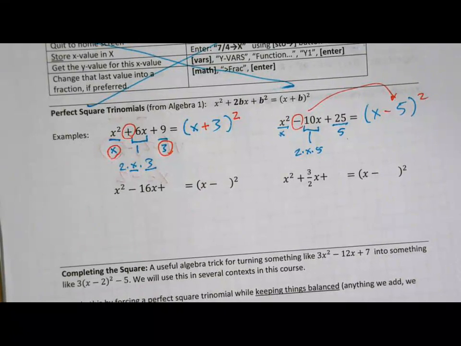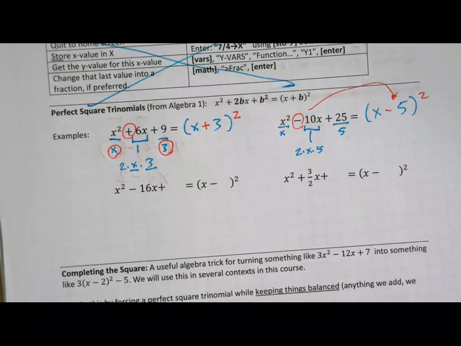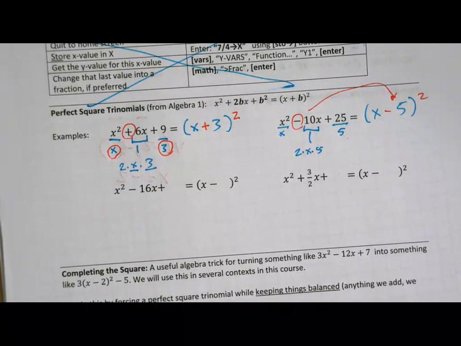So perfect squared trinomials are convenient. They're special because they can be factored into two identical factors being multiplied together. You guys feeling okay so far? Okay, so that brings us to the concept of completing the square.